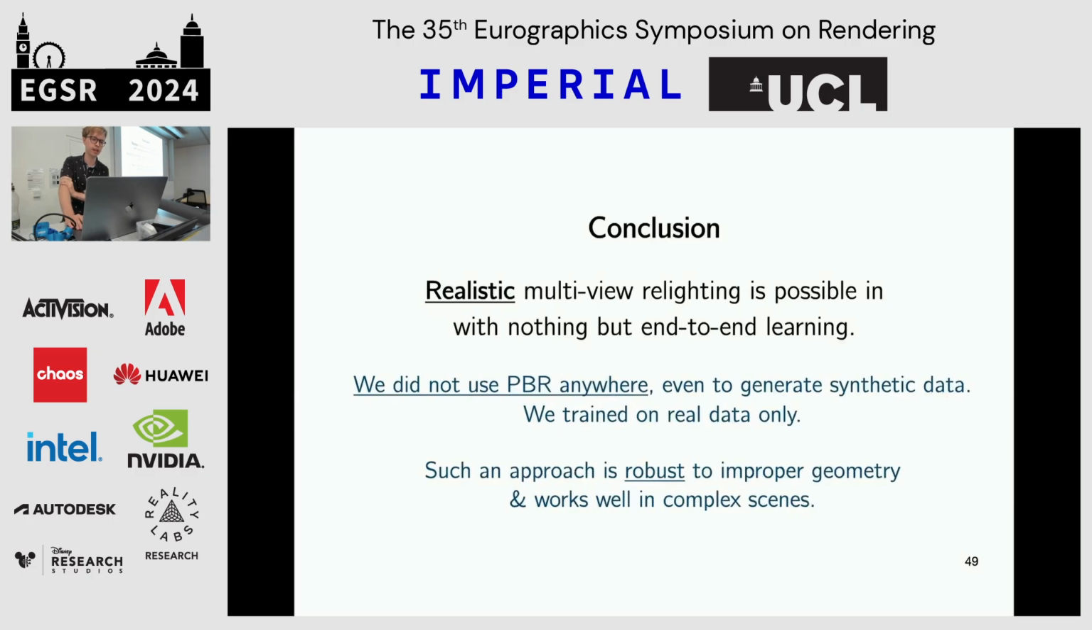So the conclusion is that realistic multi-view relighting is possible with nothing but end-to-end learning. So we didn't use physically based rendering anywhere, even to generate synthetic data. All we did was train on real data. And such an approach is robust to improper geometry and works very well in complex scenes, which other methods do not yet.